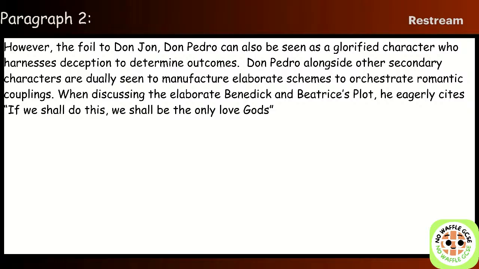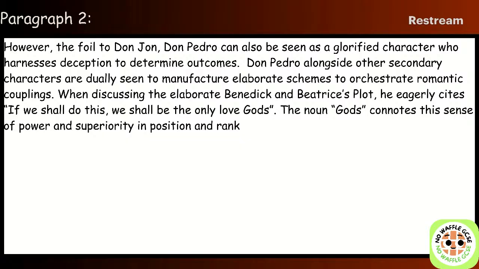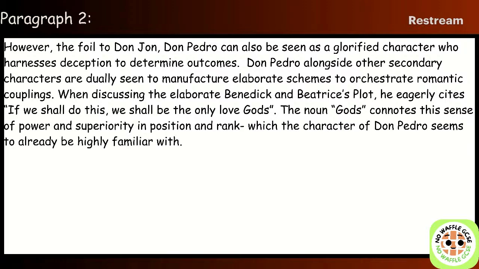When discussing the elaborate Benedict and Beatrice plot, he eagerly cites, "If we shall do this, we shall be the only love gods." Now, the noun "gods" connotes this sense of power and superiority in position and rank, which the character of Don Pedro seems to already be highly familiar with. We know Don Pedro is the most high ranking character in the entire of Much Ado, and that's why everybody is always seeking his approval. They need to ask him if they want Hero and Claudio to get married, etc. It's almost like he's the leader.